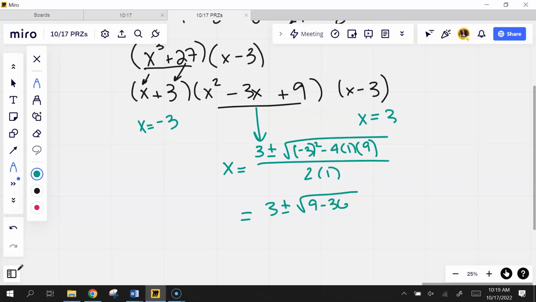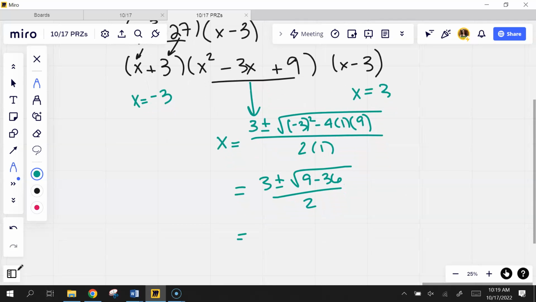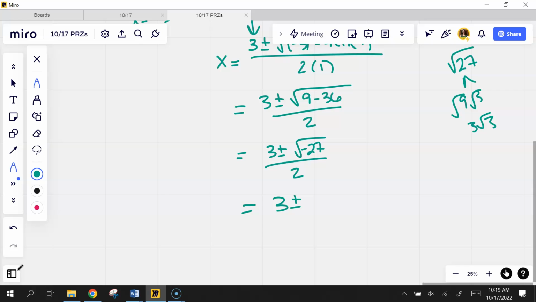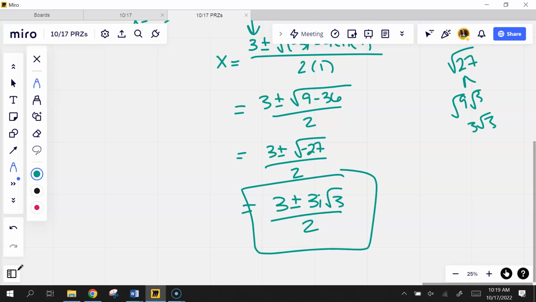9 minus 36 over 2. 9 minus 36 is what? -27, and you might think you're done, but you're not. 27 is going to be 9 and 3, which is 3 root 3. But there's an i on there, you're exactly right. So I got 3 plus or minus 3i.